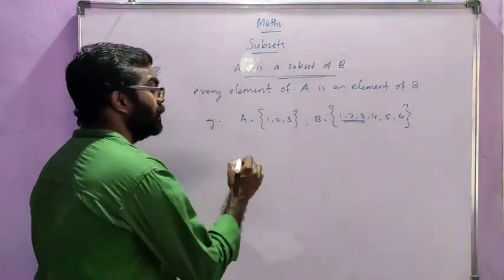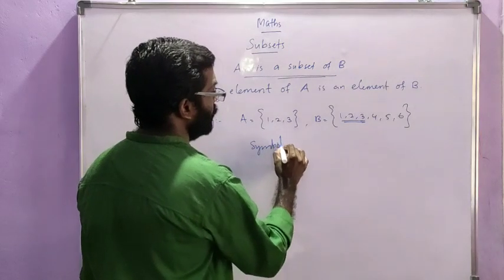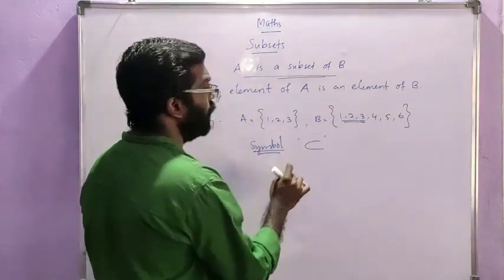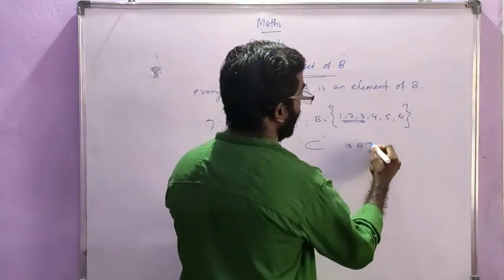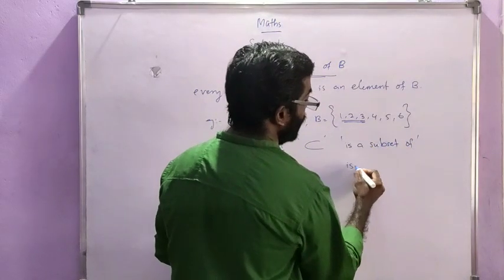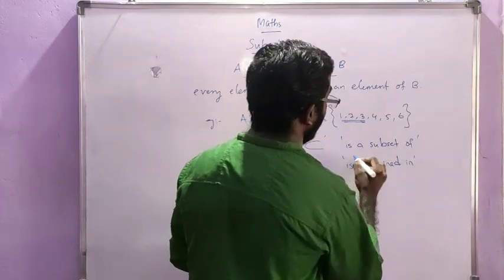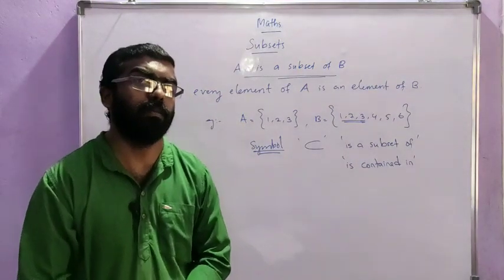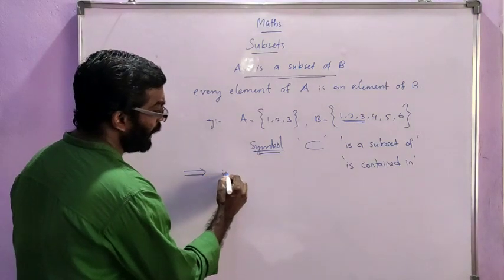Okay. And the symbol used for subset is, the symbol is this one. Okay, this symbol is used to denote is a subset of, or we can say is contained in. Okay, so this is a symbol used to denote subset of. Okay. And there is another one symbol which means implies.